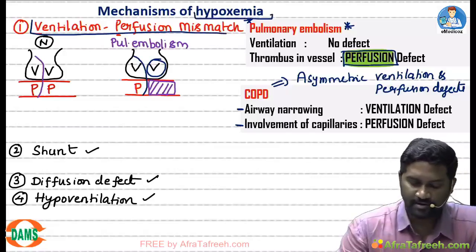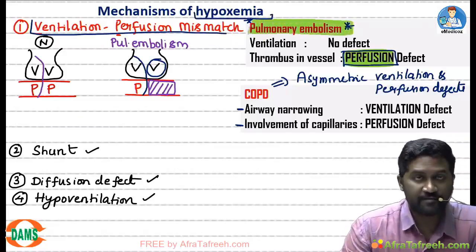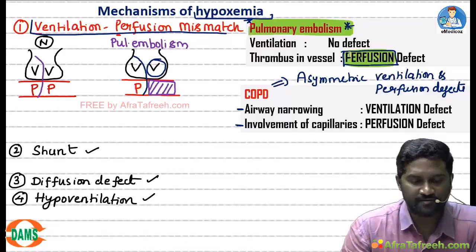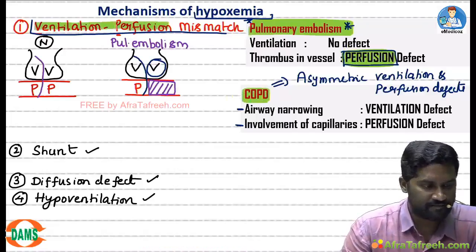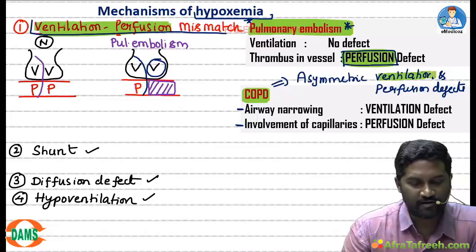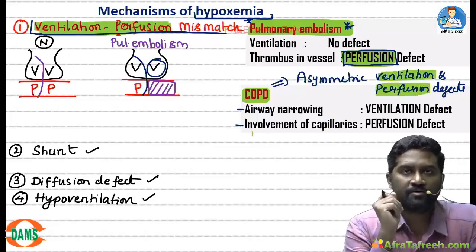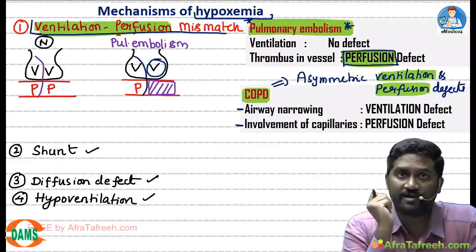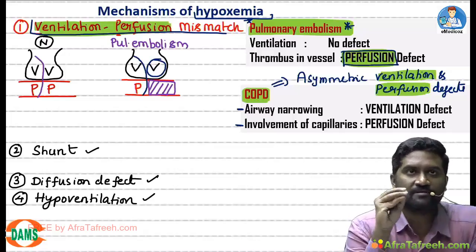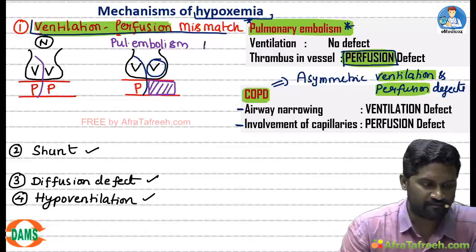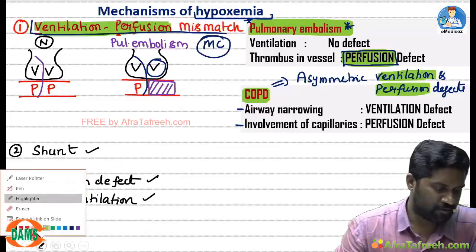So the point to remember here is, if they ask you about pulmonary embolism, there is ventilation perfusion mismatch. Where is the defect? Your answer should be perfusion. In COPD also there is ventilation perfusion mismatch. Where is the defect? The defect is both in ventilation and perfusion. Airway narrowing contributes to the ventilation defect. Involvement of capillary walls contributes to the perfusion defect. So this is the most common mechanism.